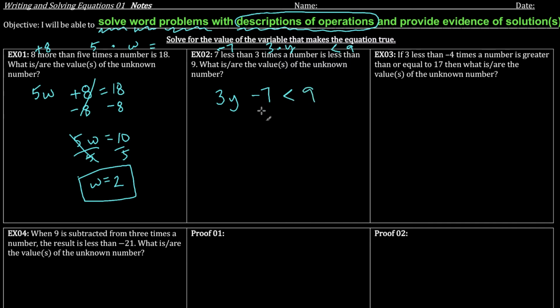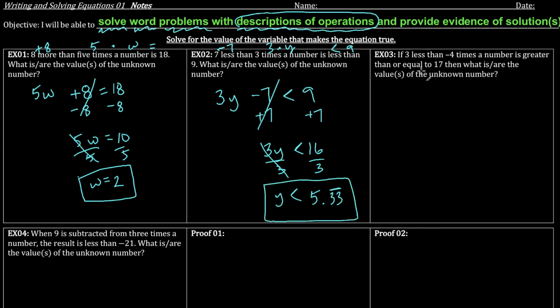All right. So as usual, we solve using inverse operations. 9 plus 7 is 16. Y is less than, some of y'all forget this sign, don't forget the sign. 3 goes into 16 5 times. 1 is left over. 1 over 3 is 3 repeating.